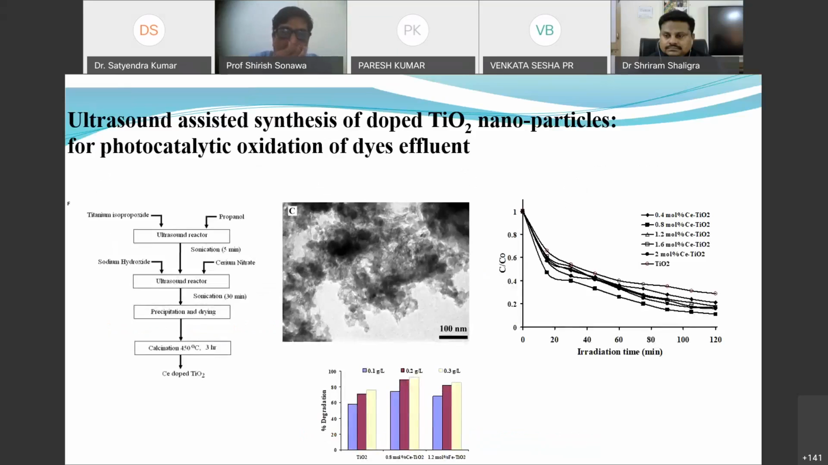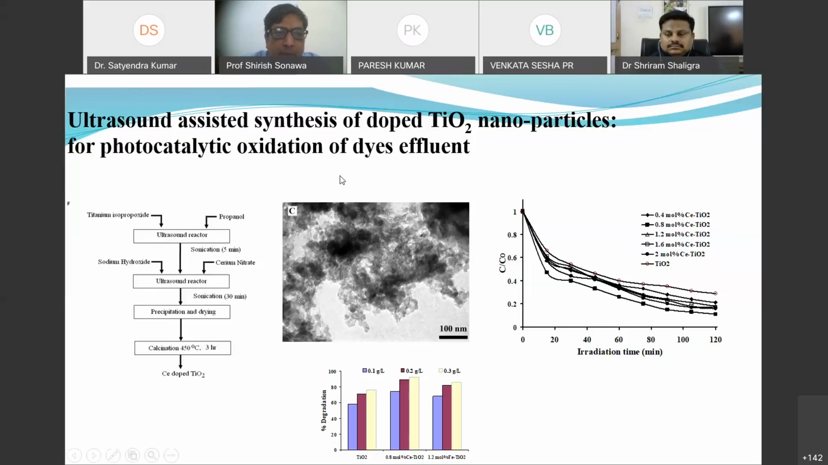Okay, now let us see one more application. For example, TiO2 is independently used as a photocatalyst, but by doping this TiO2, we can increase the overall degradation capacity of this photocatalyst. So using this ultrasound reactor, we can dope this TiO2 particle also.